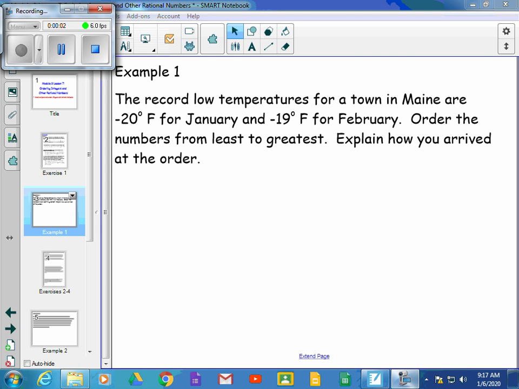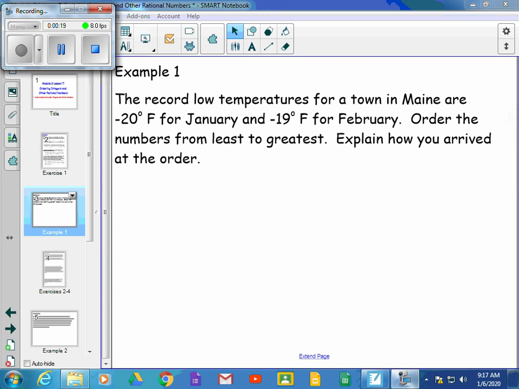Okay, let's go to example 1. The record low temperatures for a town in Maine are negative 20 degrees Fahrenheit for January and negative 19 degrees Fahrenheit for February. Order the numbers from least to greatest and explain how you arrived at the order.